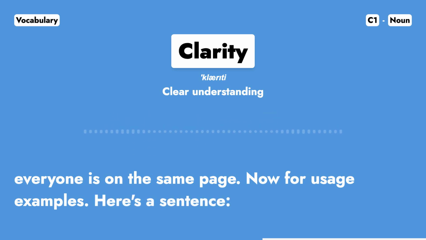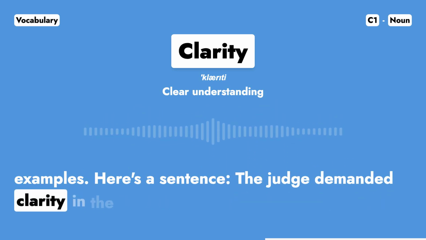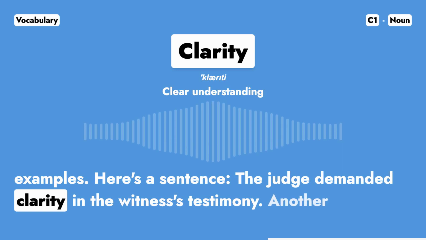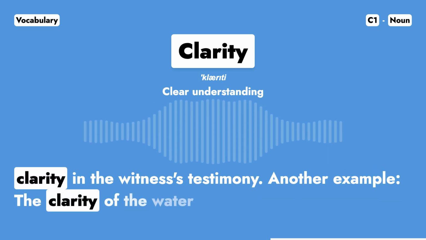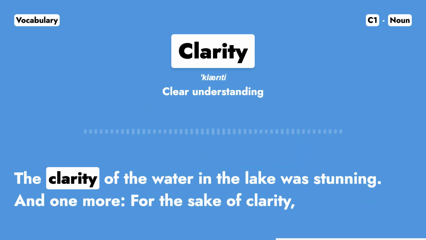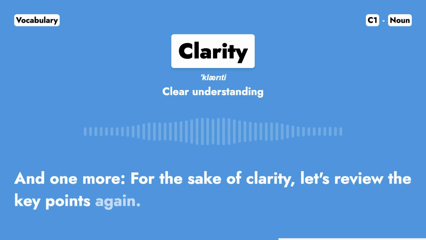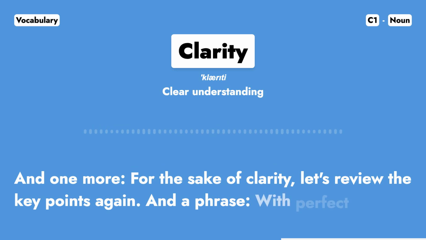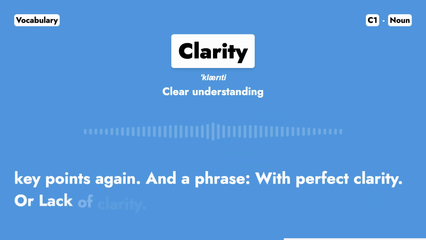Now for usage examples. Here's a sentence. The judge demanded clarity in the witness's testimony. Another example, the clarity of the water in the lake was stunning. And one more. For the sake of clarity, let's review the key points again. And a phrase, with perfect clarity, or lack of clarity.